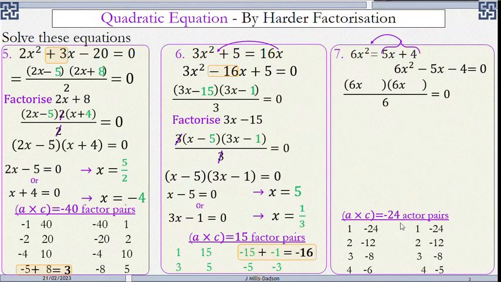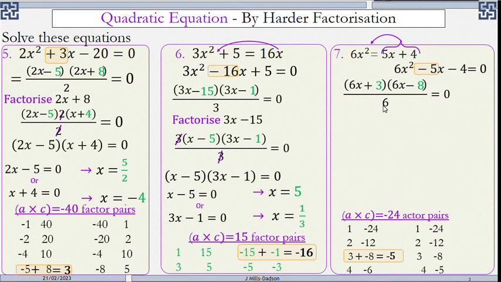6 times negative 4 is negative 24. Factor pairs. So these are the two sets of pairs. Choose one that will make negative 5. It's this one. So it's 3 and negative 8. Put them in the bracket.